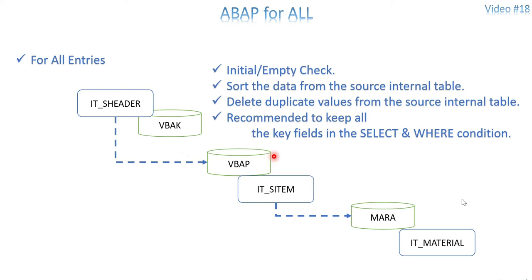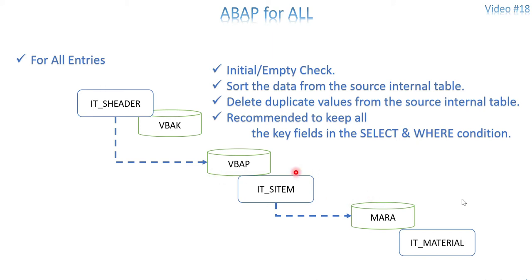In your test environment, in your development system, that doesn't matter. But the problem is, once the same code is moved to quality or production, which has more data, huge data available, what happens? It tries to get all the records from the VBAP table, and your report keeps on running. Sometimes it will go to a dump because of the time limit being exceeded.